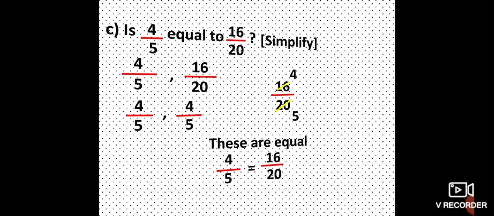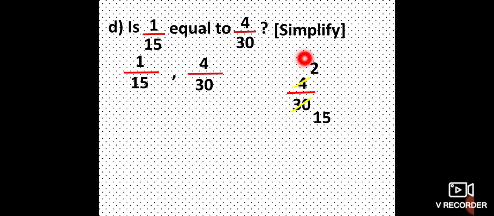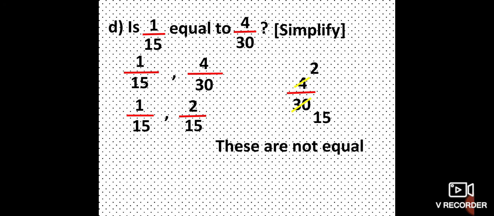Next, question D. Is 1 by 15 equal to 4 by 30? 1 by 15 we cannot simplify, but 4 by 30 we have to simplify. In 4, 2 times 2. In 30, 15 times 2. So this is 2 by 15. That is 1 by 15 and 2 by 15. Now denominators are equal, but here 1 and here 2. These are not equal fractions. So we can write 1 by 15 not equal to 4 by 30.